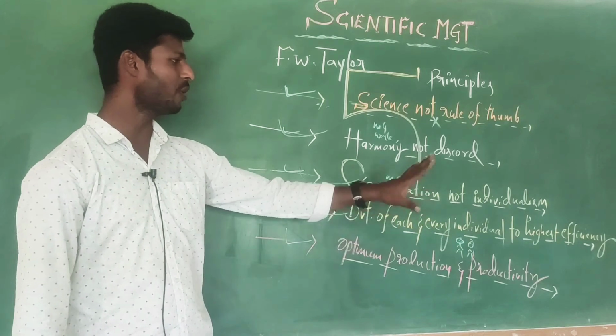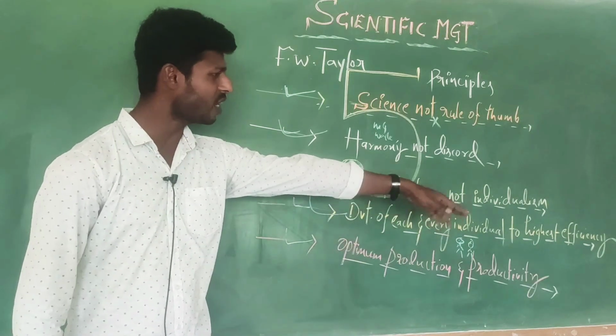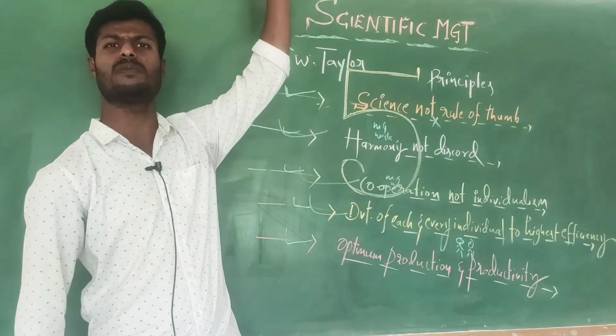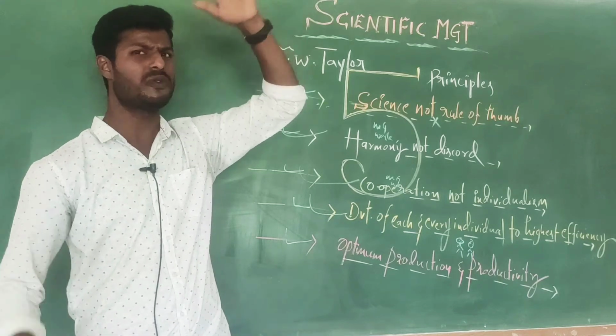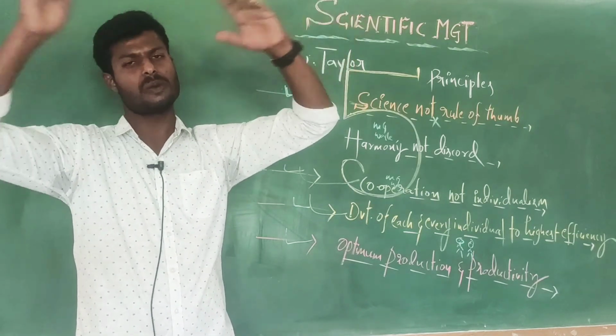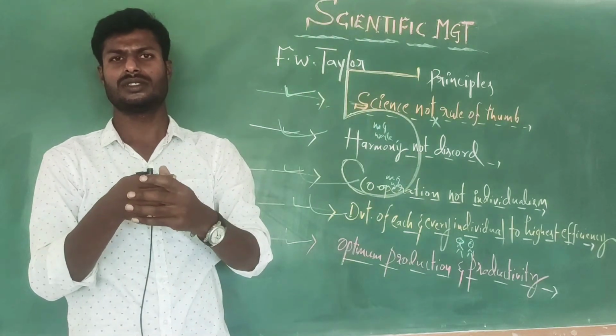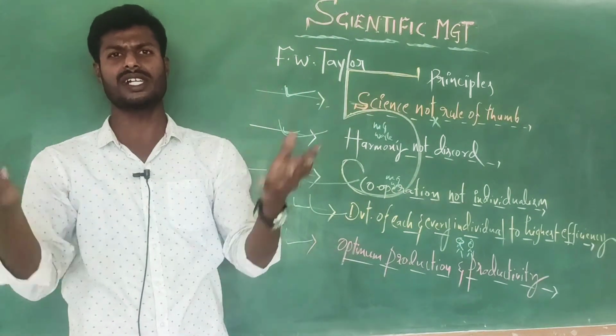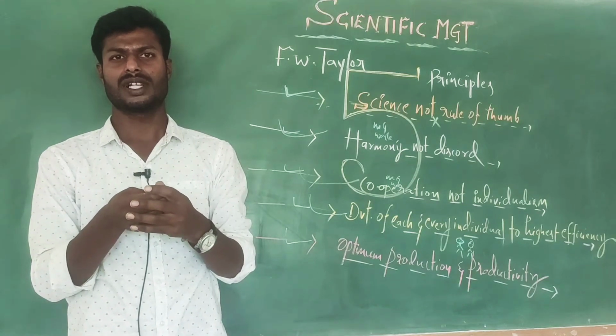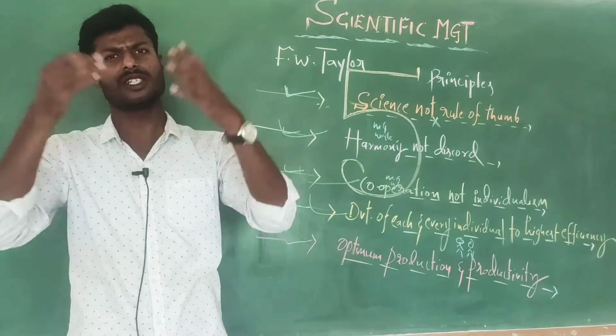So, for the development of each and every individual to the highest efficiency, meaning the ultimate peak level, the wisdom level, the maximum level, to make employees very efficient in their work, very talented, very skilled, right? Very obedient, very resourceful.